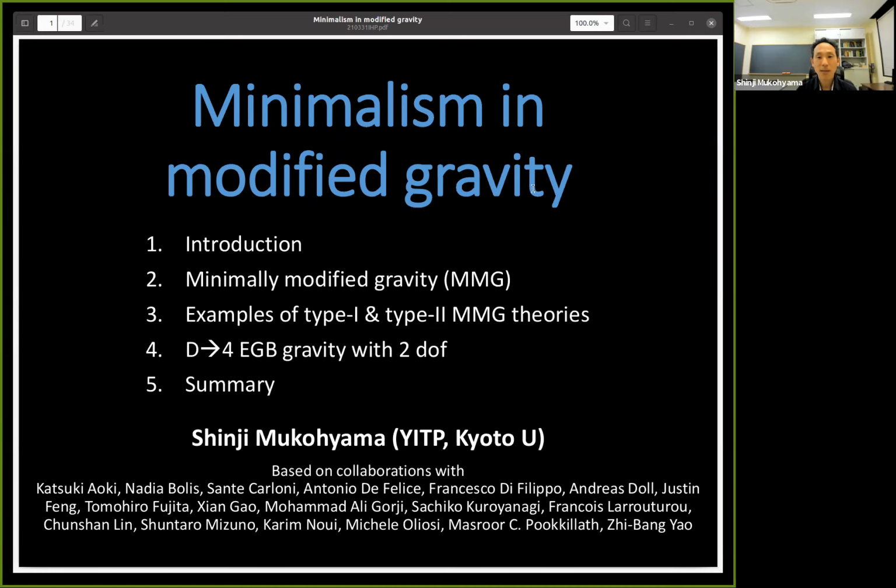Today I'd like to talk about minimalism in modified gravity, based on my collaborations with these people. Okay, first, introduction.